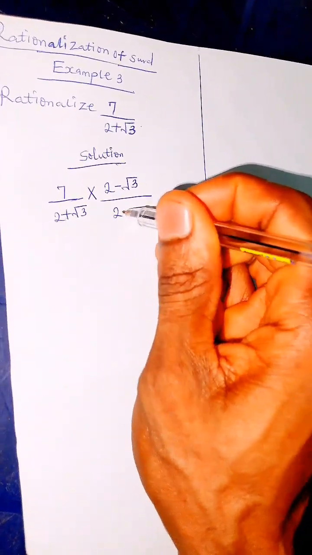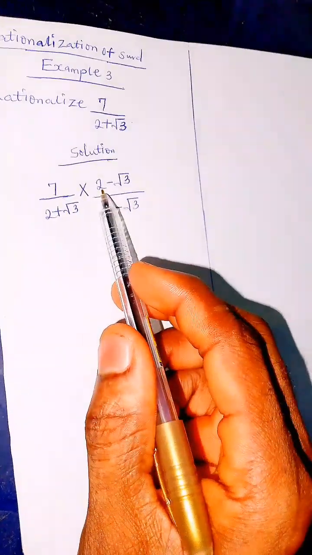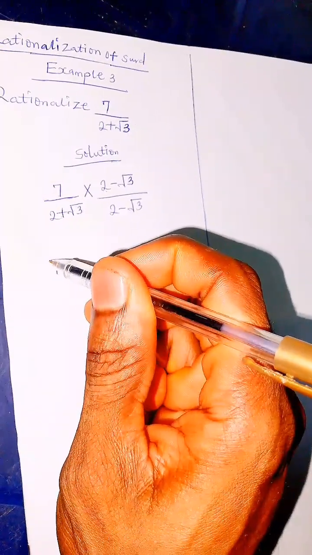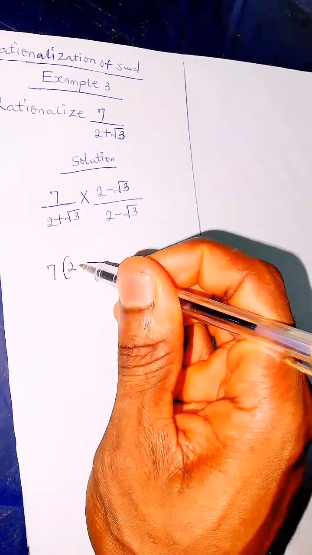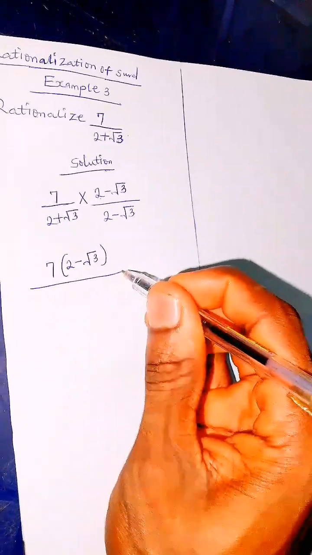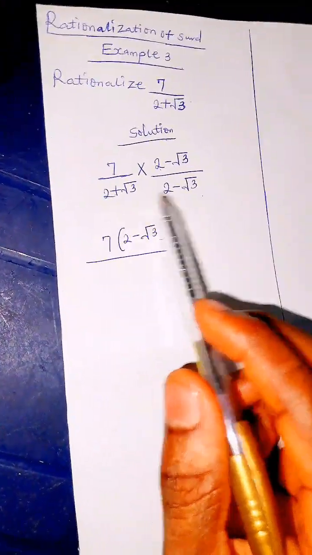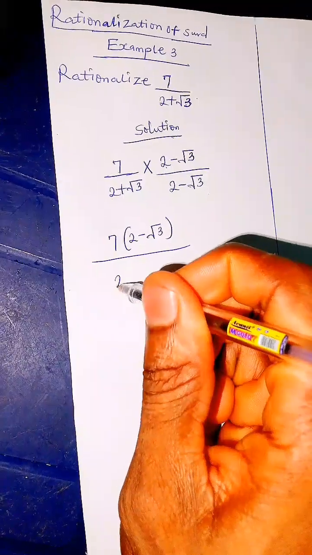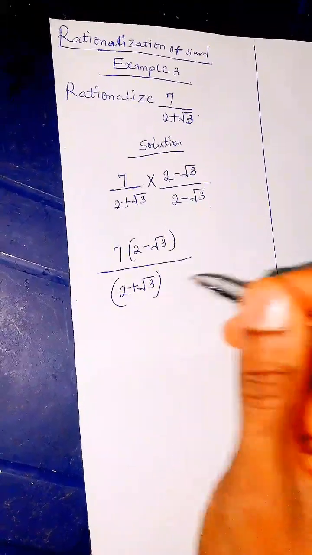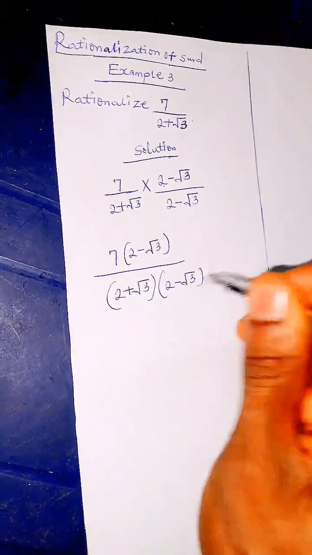The conjugate of the surd. 7 times this. So we are going to have 7 bracket, means what? Times 2 minus root 3 over. Here we have to multiply everything here together. Multiply everything here together. So we have 2 plus root 3, we have 2 minus root 3.